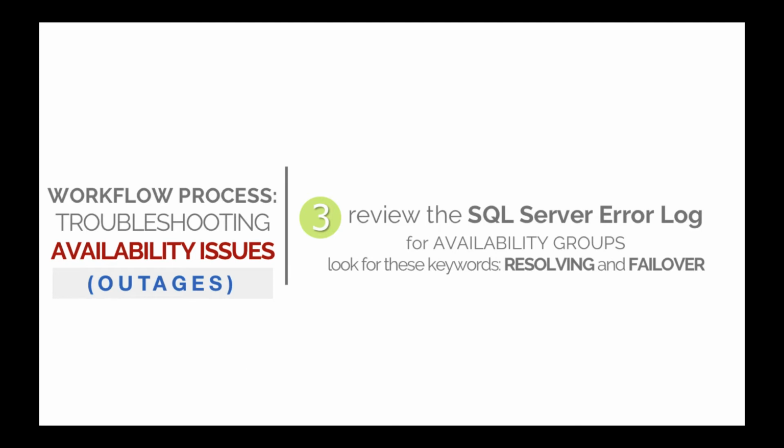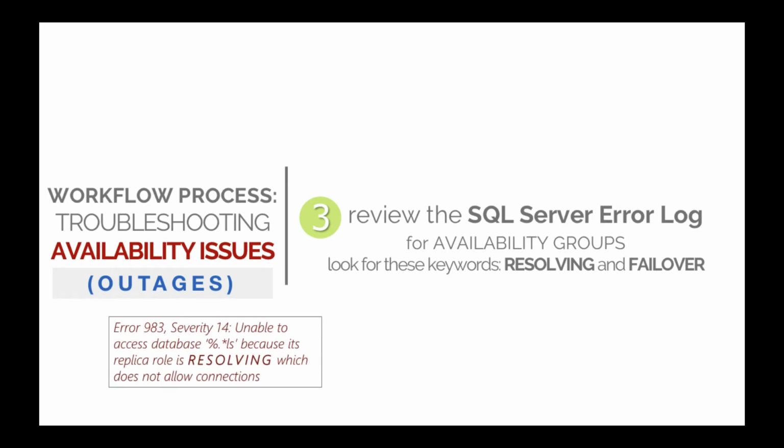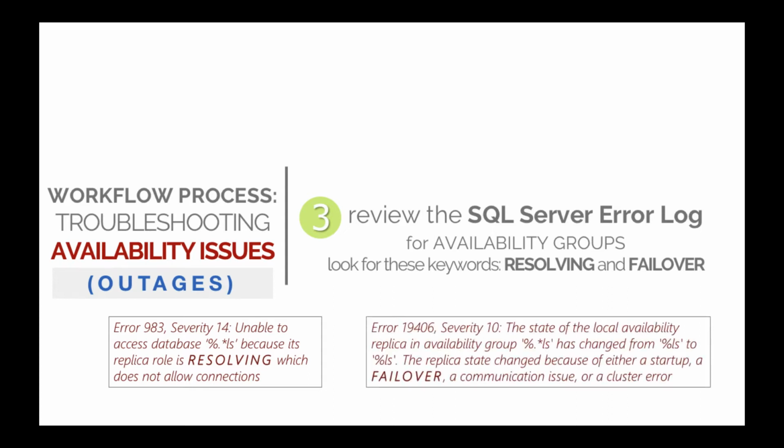Now, if it is an availability group, I will look at the SQL Server error log and look at these two keywords. The first one, resolving. Error 983 is an example of this: unable to access database because its replica role is resolving, which does not allow connections. Now, in this case, I know there is something wrong with one of the replicas and I have to fix it. The second one is failover.